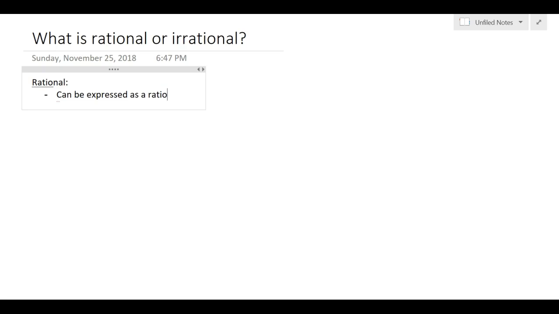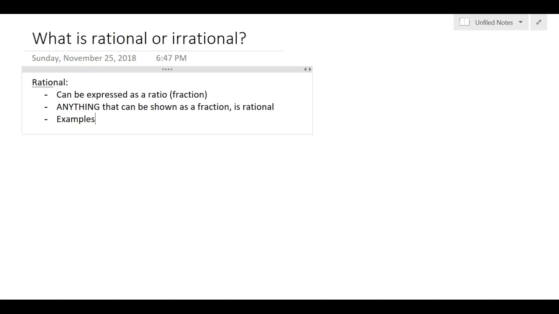So these can be expressed as a ratio. Now, if you can't remember what a ratio is, basically it means a fraction. So let's back up a little bit: rational numbers can be expressed as a ratio or a fraction. So literally anything that can be shown as a fraction is rational.